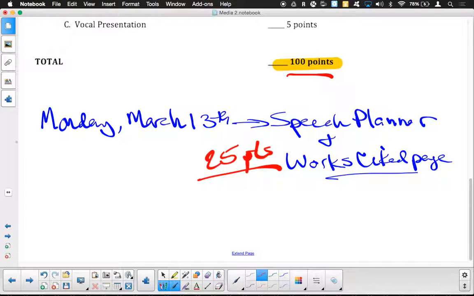You will get, for all the sources that you use for this project will still go into your main 50 source folder in NoodleBib, but you will give me an individual printed out works cited page, and I'll staple that together to your speech planner. So yes and no, sort of, in that regard.